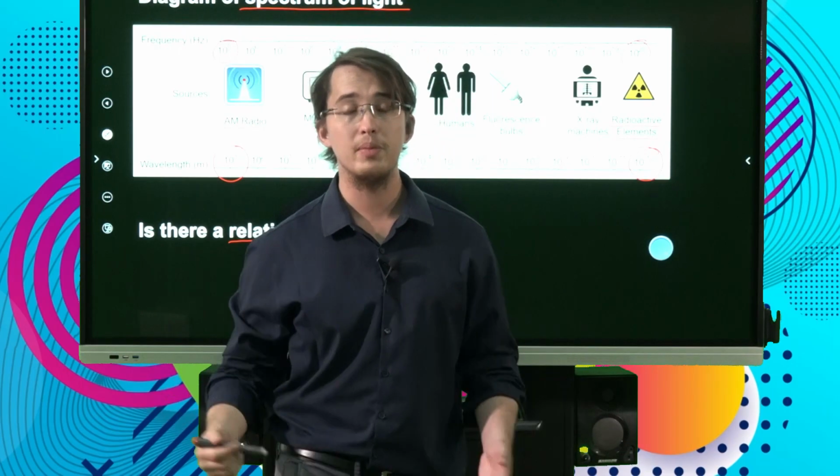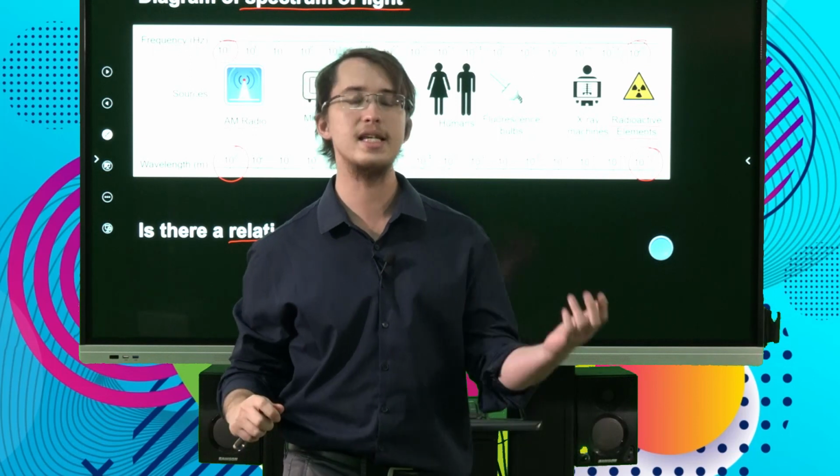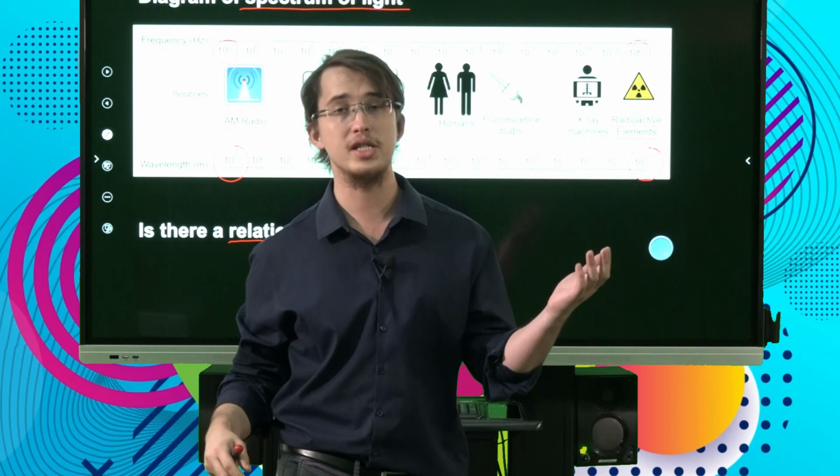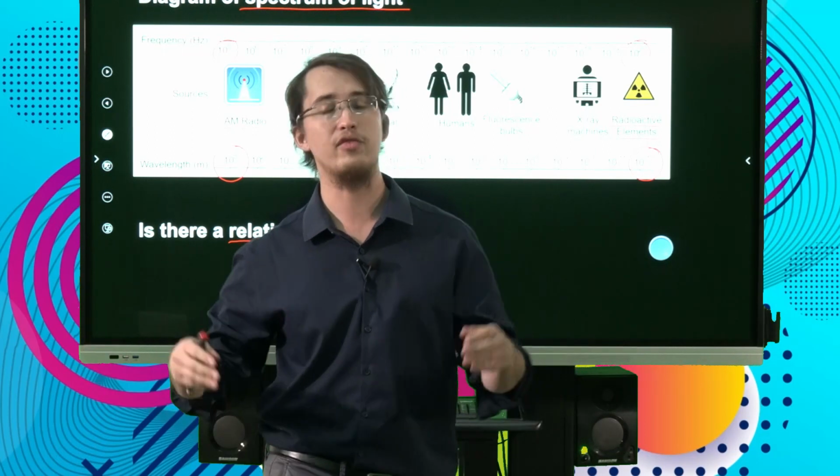Well, we know quite a bit about these types of electromagnetic radiation in general, and we can see that some types of electromagnetic radiation have high frequencies and low wavelengths, and some have large wavelengths and very low frequencies. So what's the relationship to energy? Let's go further.